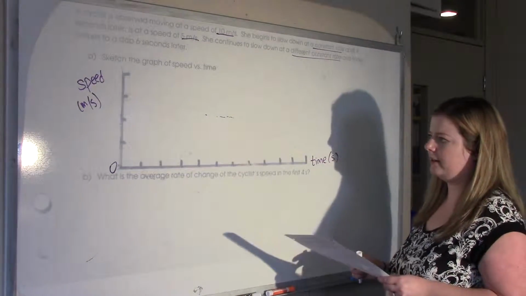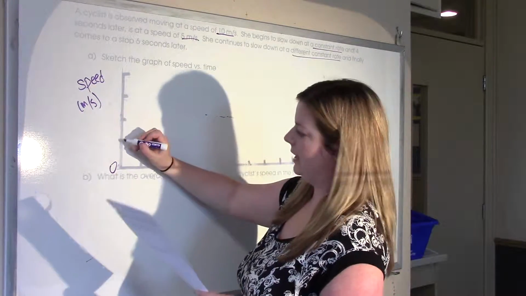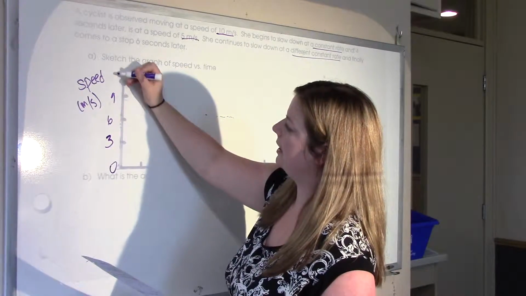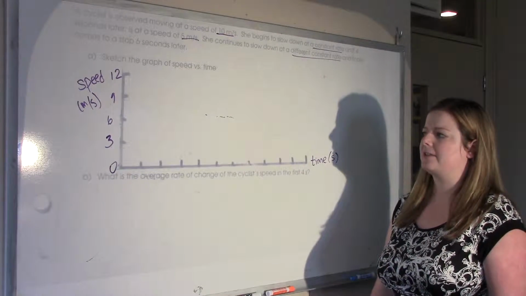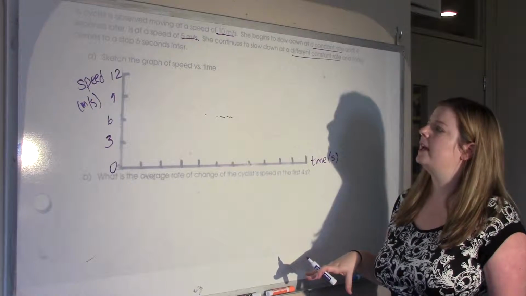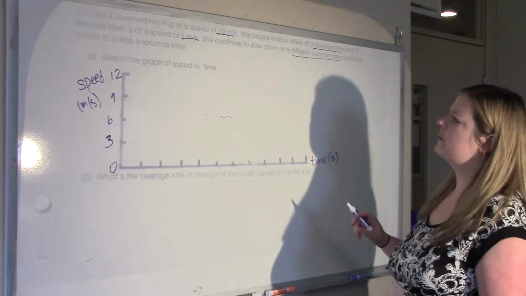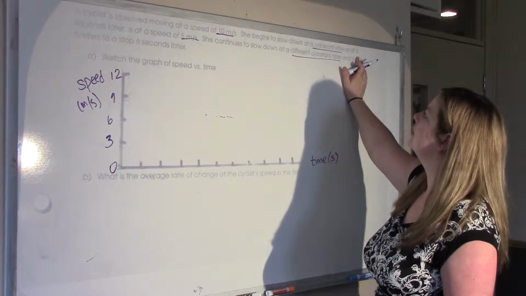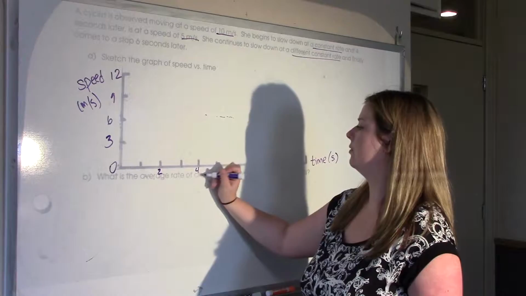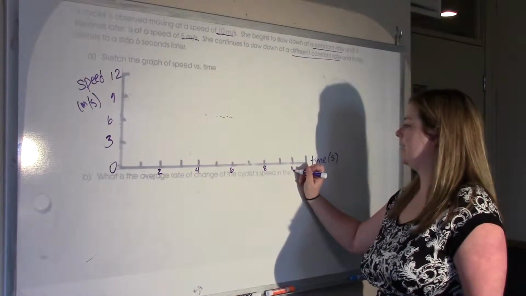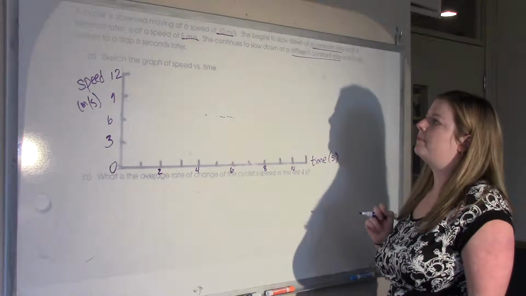So how do we represent that here? I did 3, 6, 9, 12, just because I have room to do that. If you choose to do a different scale, that's fine. I just don't want it to look too smushed together. And then how much time do we need? Well, this is 4 seconds later, and then 6 seconds later, so that's a total of 10 seconds. So 2, 4, 6, 8, 10. We need 10 seconds.